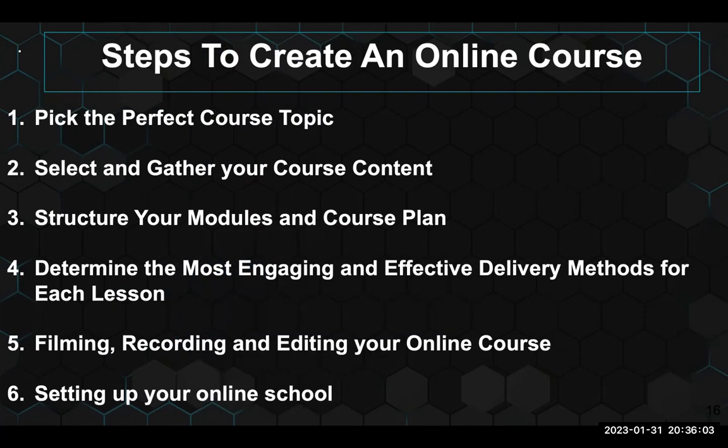Number 1, pick the perfect course topic. In traditional courses, you do have a similar structure of course designing: first you have to pick the subject or course topic, then select and gather your course content. This is similar to the traditional way of studying as well. The third one, once you have all the content with you, you just need to structure your modules and course plans. So the first 3 steps have a similar pattern to traditional course designing.